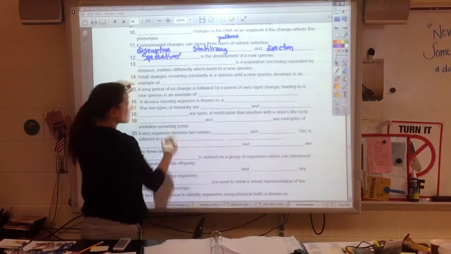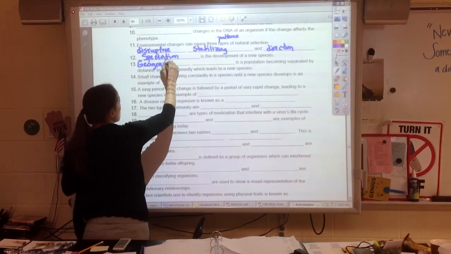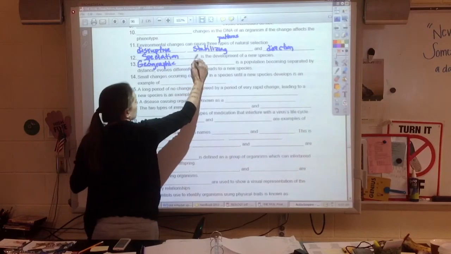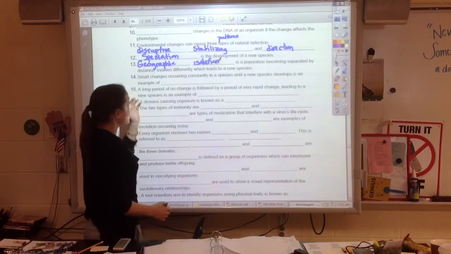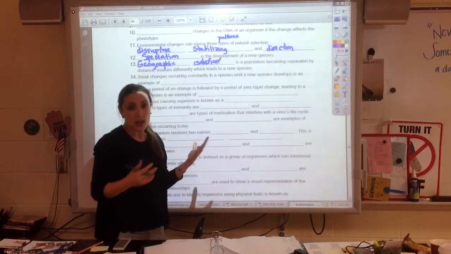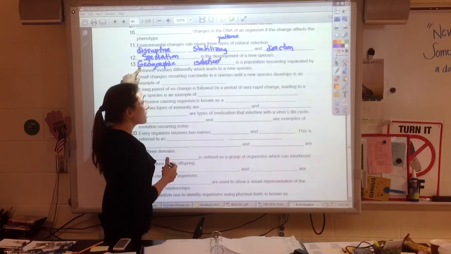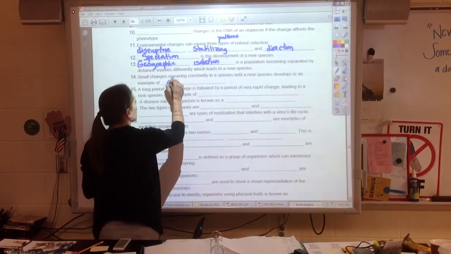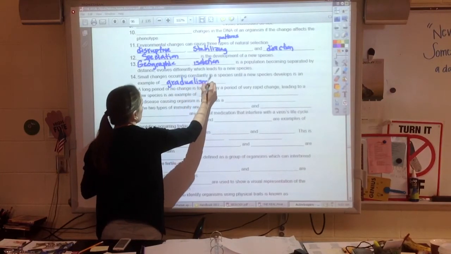This most likely happens because of geographic isolation, meaning that the organisms are separated by space and they can't mate anymore. And so they don't exchange genes, they can't mate. They might become so different that they're a new species. If these small changes happen slowly over time, we call it gradualism.